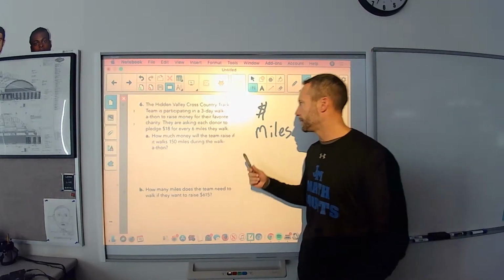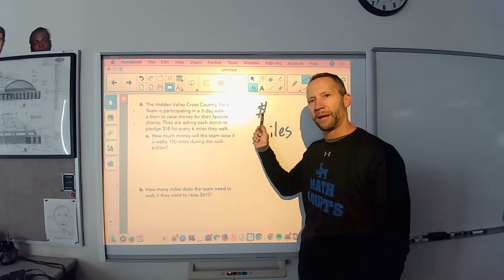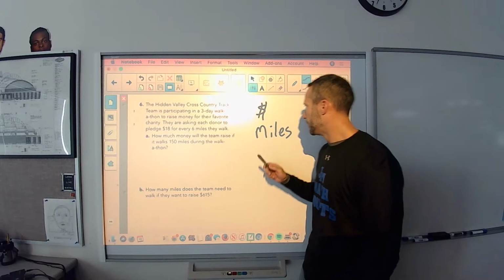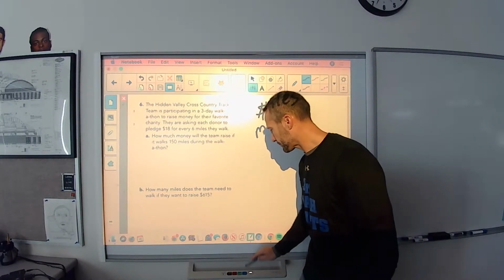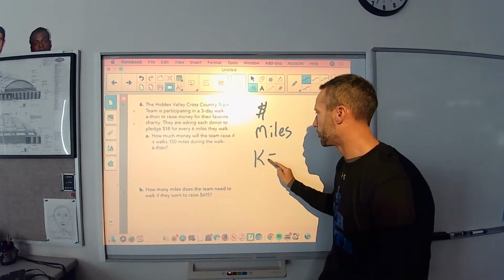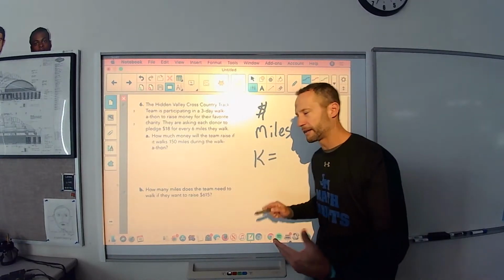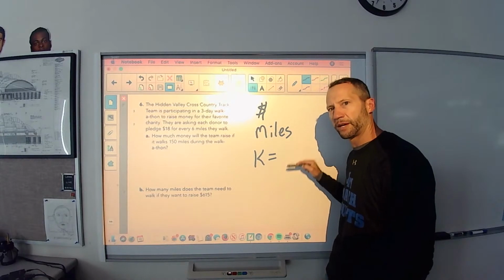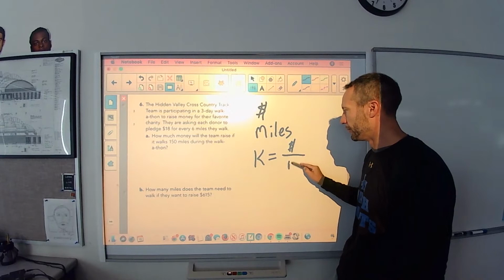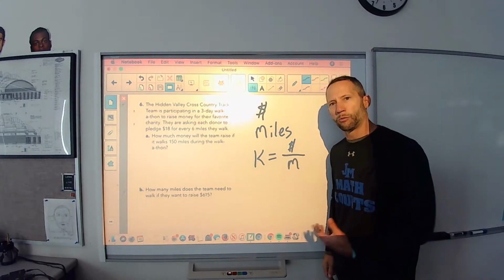And immediately many students said, well, the amount of money they're going to make depends on the number of miles they walk. So my constant, in this case, my constant, or K, is going to be, and remember we said it's y over x, my dependent over independent, the amount of money that they make over the number of miles, and I'll just use M, that they walk.